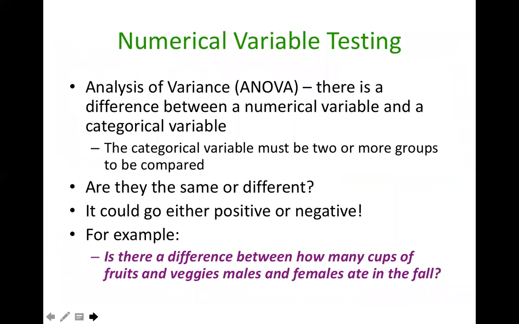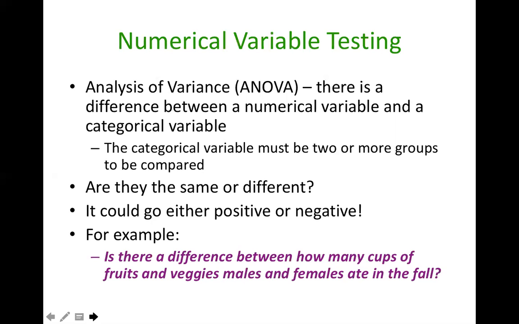So we were just looking at one change variable. Let's talk about more than one variable and comparing those variables. One thing that we do with numerical variables is we sometimes look to see if there's a difference in the numerical variable by comparing it between two groups. So you've got a numerical variable and a categorical variable that has groups in it. And we want to know if they're the same or different. And once again, it can go positive or negative. So the test that we typically run is called an analysis of variance, or an ANOVA. And the categorical variable there must have 2 or more groups to be compared.